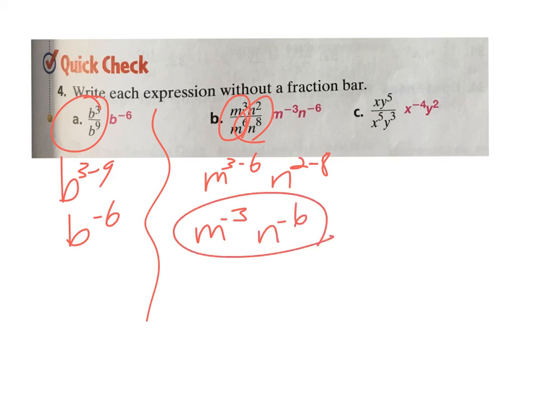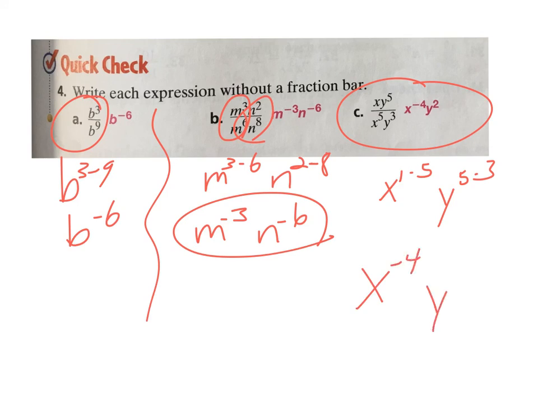And then finally, the x's are x to the 1 minus 5. And the y's are y to the 5 minus 3. So 1 minus 5 is negative 4, so x to the negative 4. 5 minus 3 is 2, so y squared. And that's what we're looking at there.